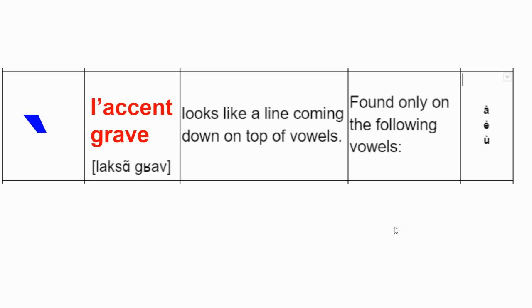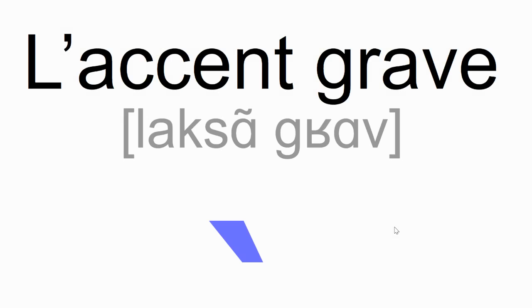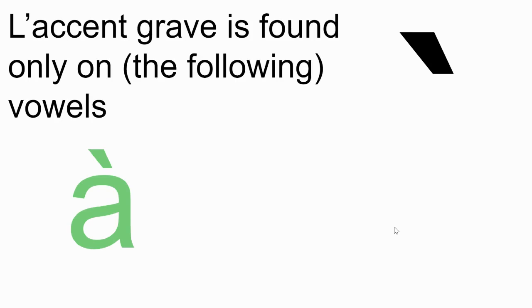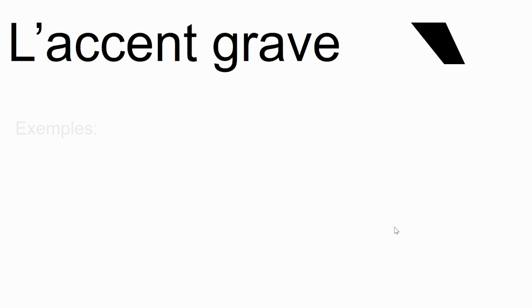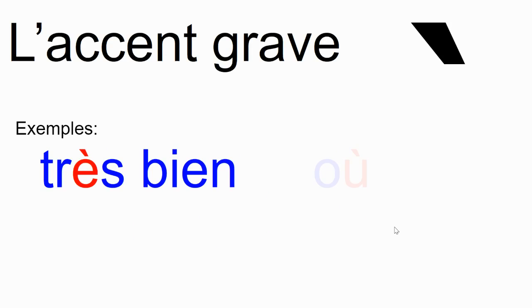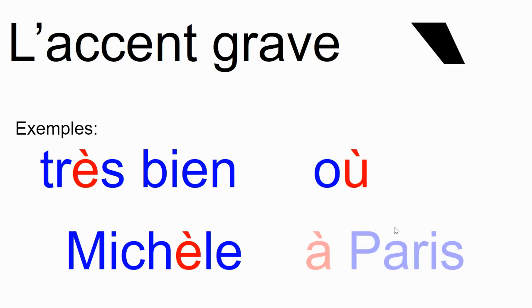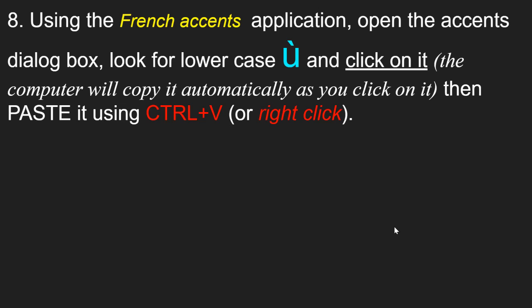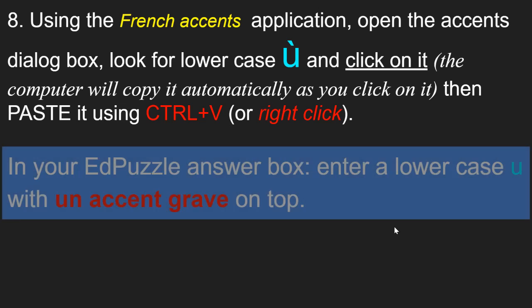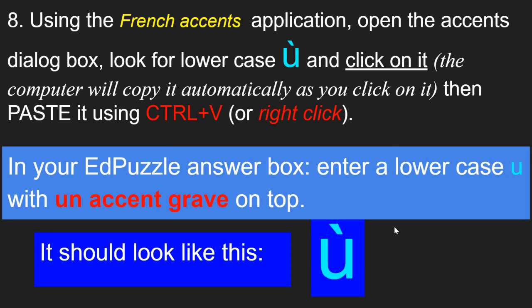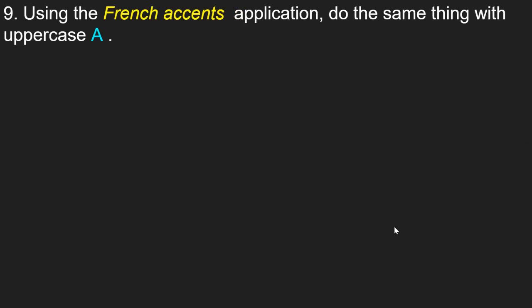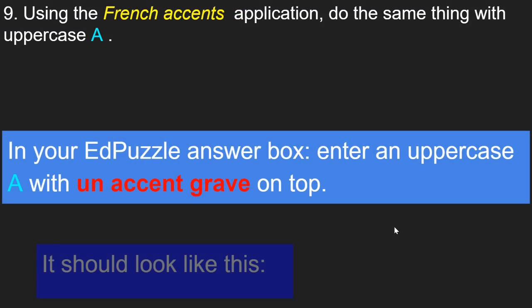L'accent grave is an accent going downwards on vowels. L'accent grave going down, it doesn't go on all the vowels. A, E, U. Examples: très bien, où, Michel, à Paris. So give me a lowercase u with the French accent application. Now give me an uppercase A with an accent grave on top.